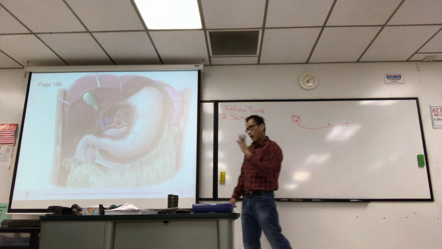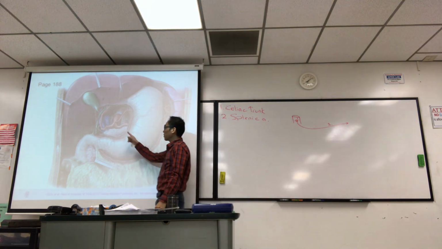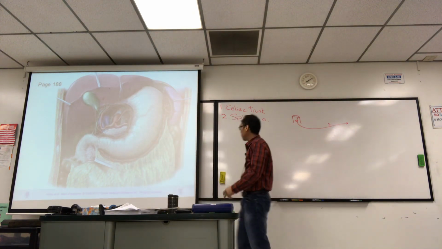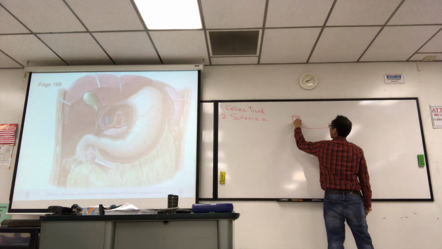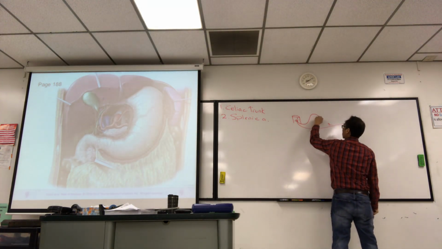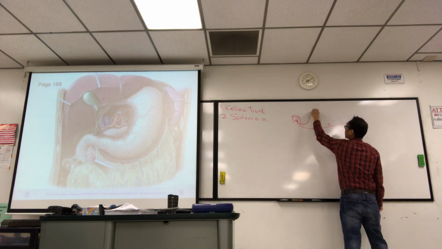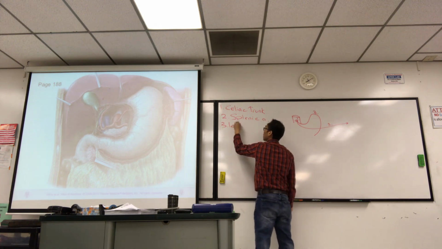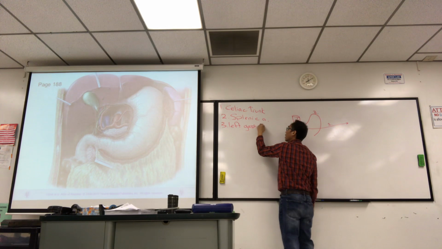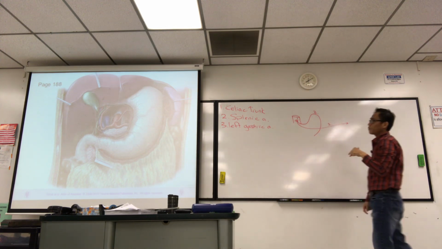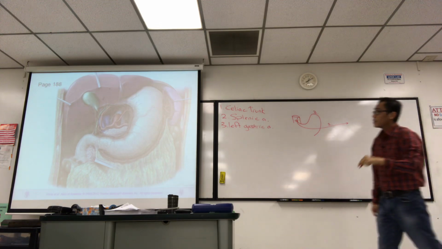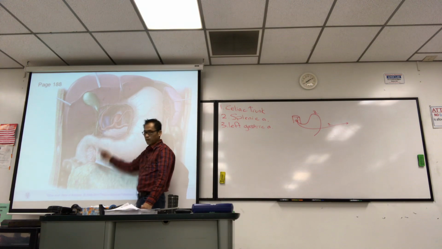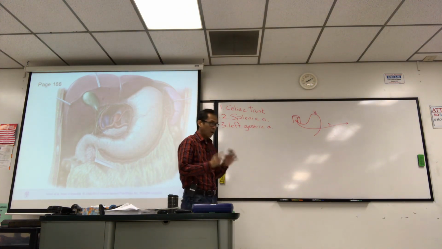There's another branch kind of going up and to the left, and it follows the lesser curvature of the stomach. This branch here is called the left gastric, going kind of up and off to the left. Left gastric artery follows the lesser curvature of the stomach. Okay, there's a branch coming off the celiac trunk that goes off to the right. This one is called the common hepatic artery.